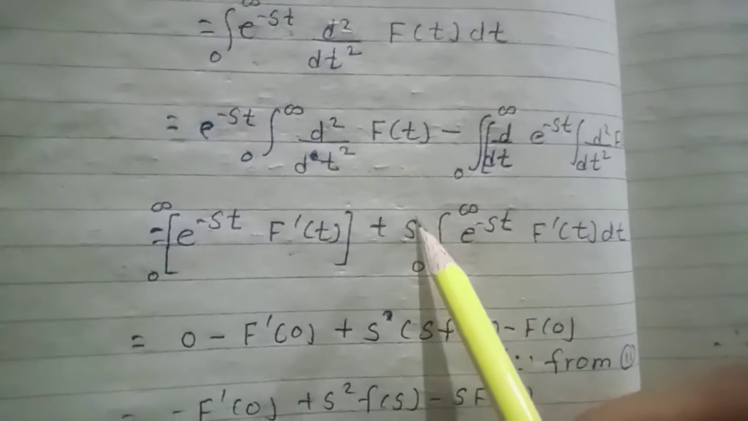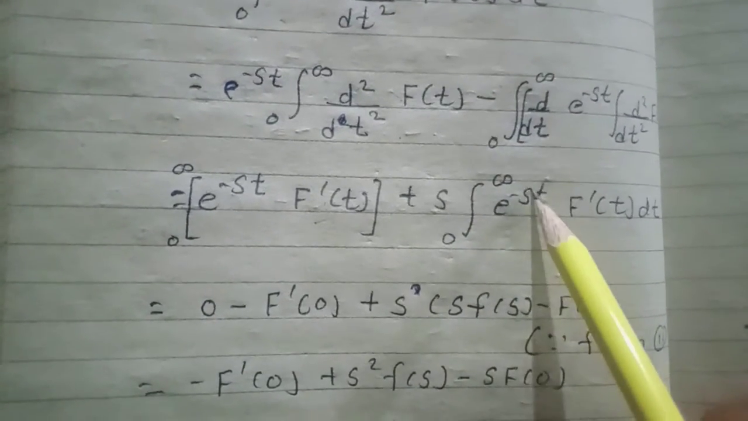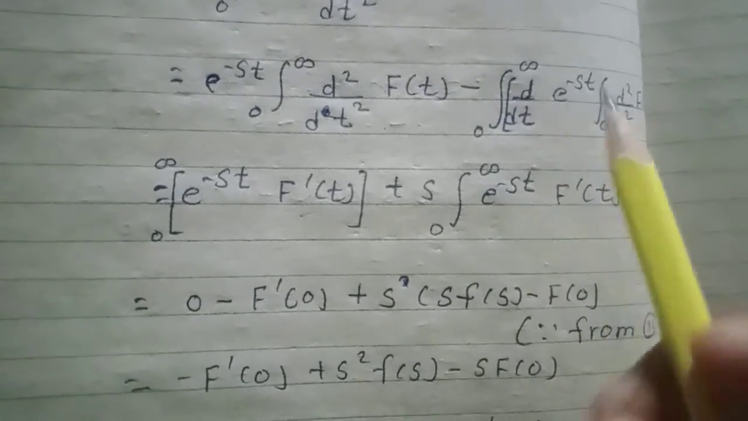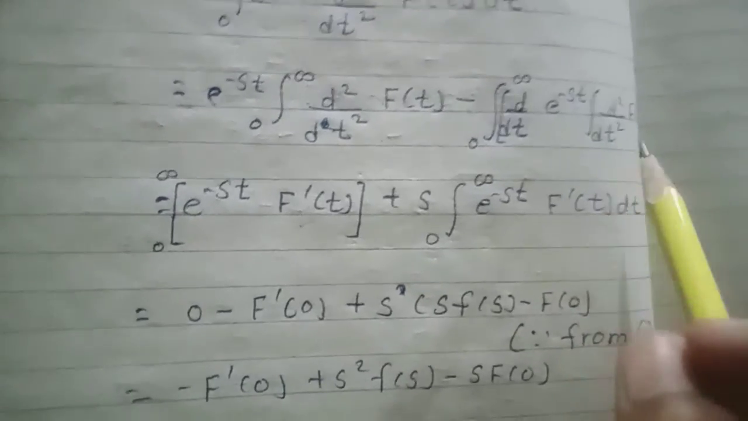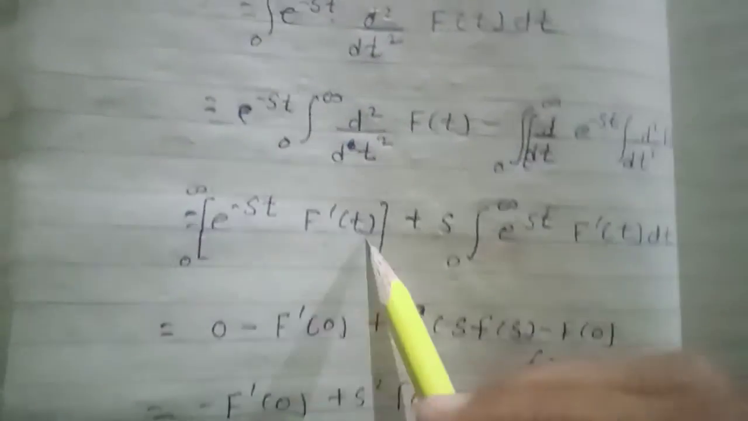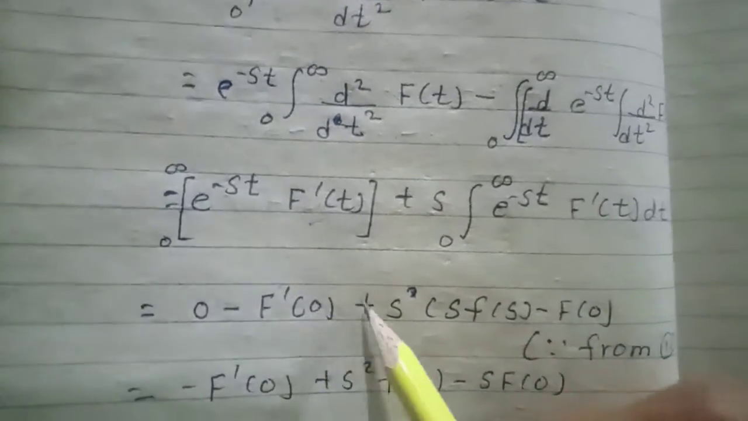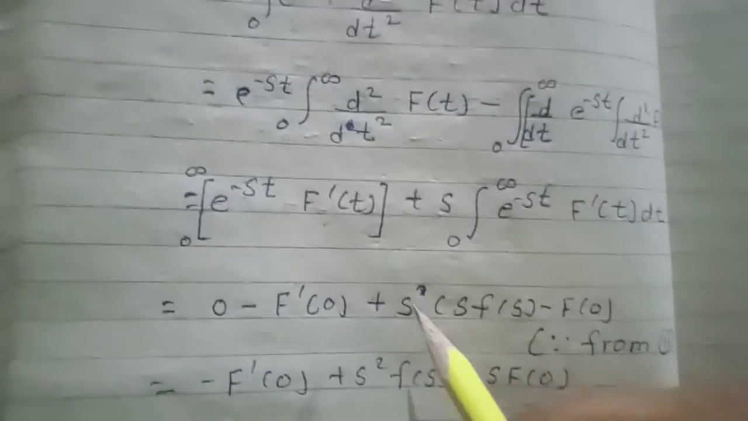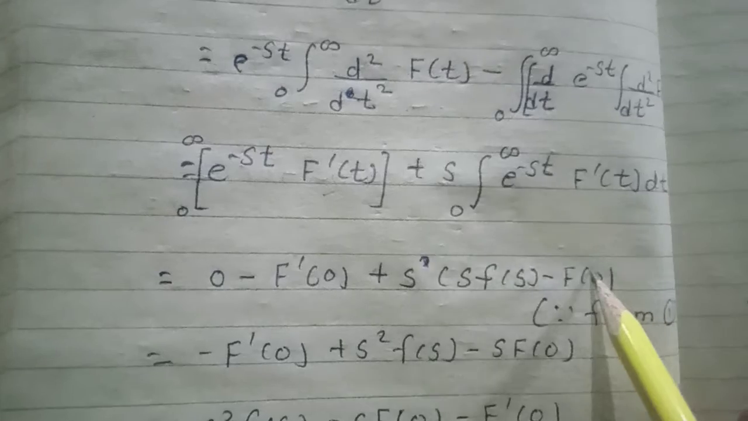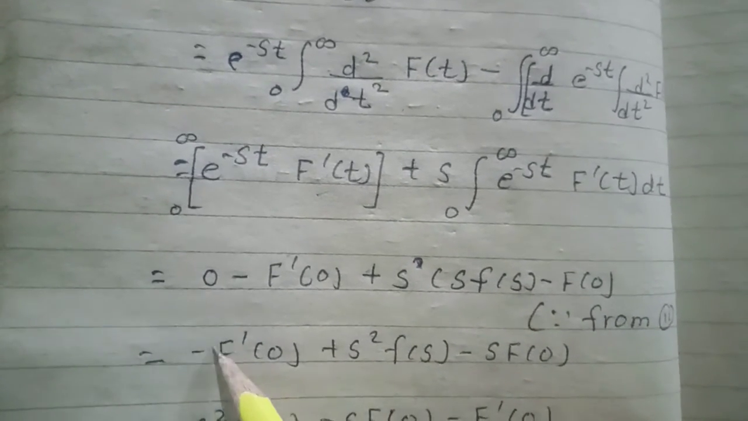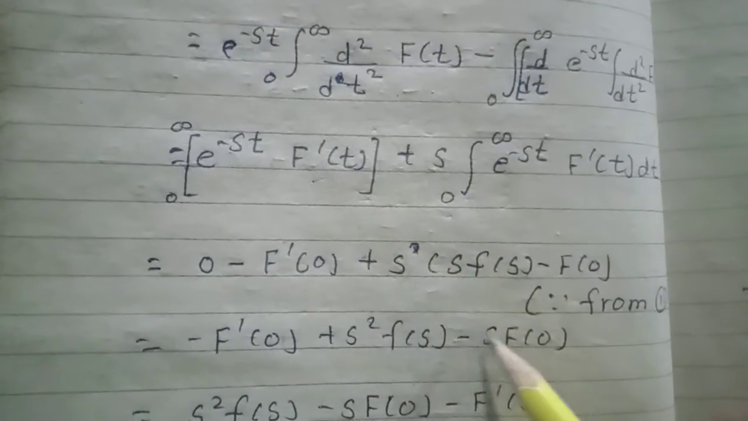Plus, integration 0 to infinity e raised to minus st. Here also one derivative remains: here is a double derivative, and one integration and one derivative cancel, leaving one derivative. So we simplify this: minus f dash of 0 plus s into s F of s minus f of 0.